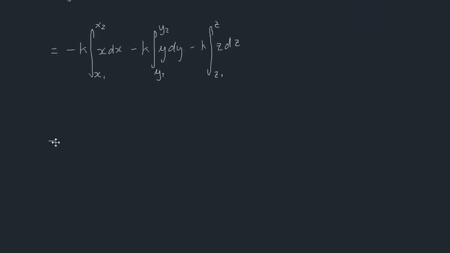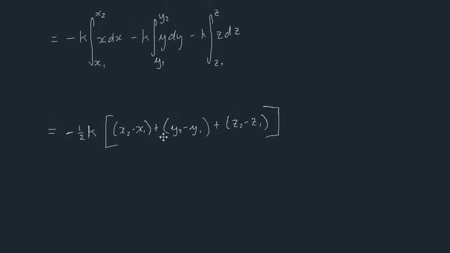Well, doing the integration, we're going to get minus a half k times delta x, x2 minus x1, plus delta y, or in other words, y2 minus y1, plus delta z, z2 minus z1. Alright, so here we've got a, sorry, that should be squared right here. All these terms should be squared.